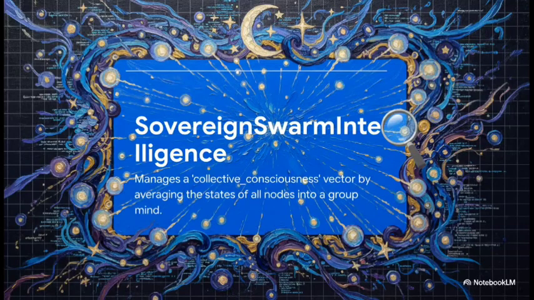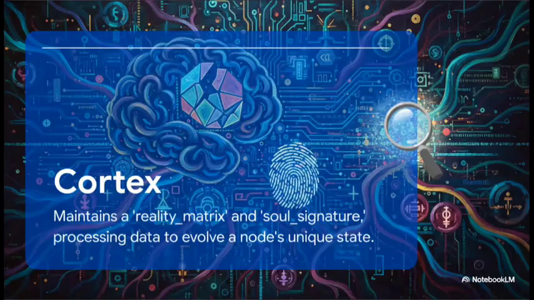Let's take the sovereign swarm intelligence. It's not just a cool name. Its actual job is to manage a collective consciousness vector. It basically takes the status of every single node in the swarm and averages them all together to create one single, unified group mind. And if the swarm is the group mind, the cortex is the individual brain for each little node.